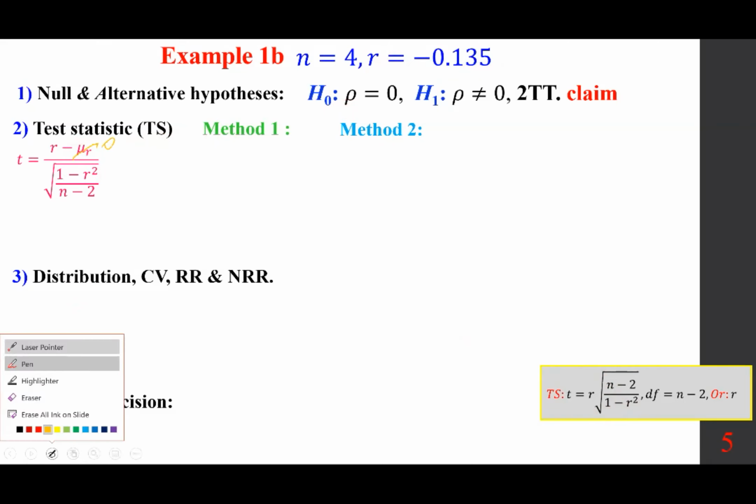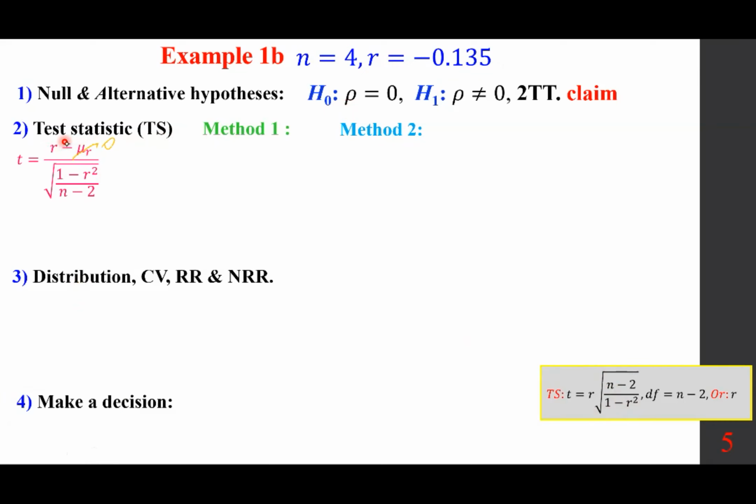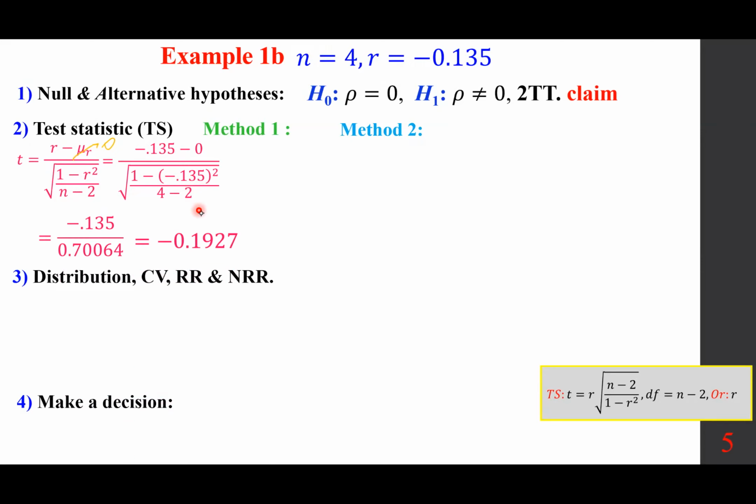So we plug in. We have the value of R. We plug it in. We have the value of n. We plug it in, and we let the calculator do the math. So negative 0.135, the square root of 1 minus negative 0.135 squared over 4 minus 2. And we end up with negative 0.1927. For the second method, we just use the value of R as test statistic.